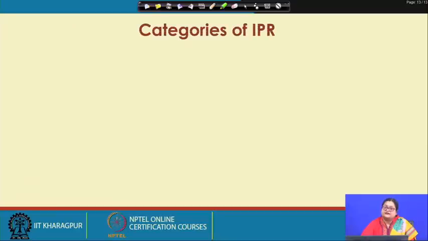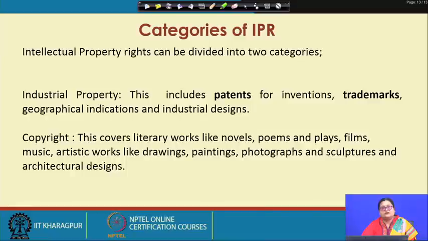There are different categories of intellectual property right and we are going to see them over here. It can be divided into two main categories. One is the industrial property, which includes mainly patents for inventions, trademarks, geographical indications and industrial designs, and copyright, which covers the literary works like novels, poems and plays, films, music, artistic works like drawings, paintings, photographs and sculptures and architectural designs.